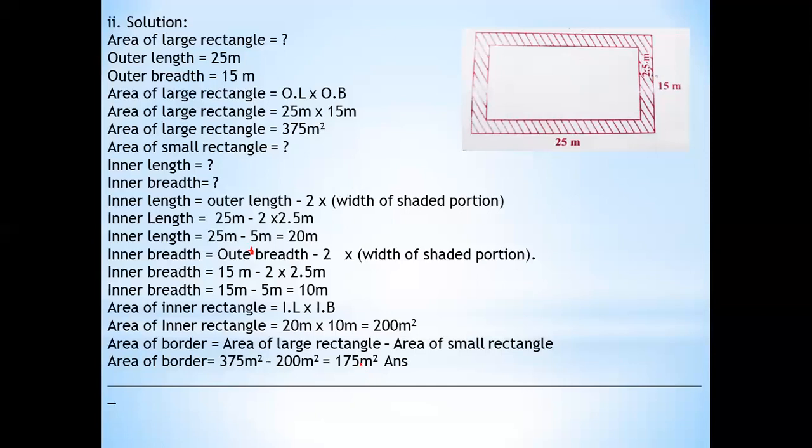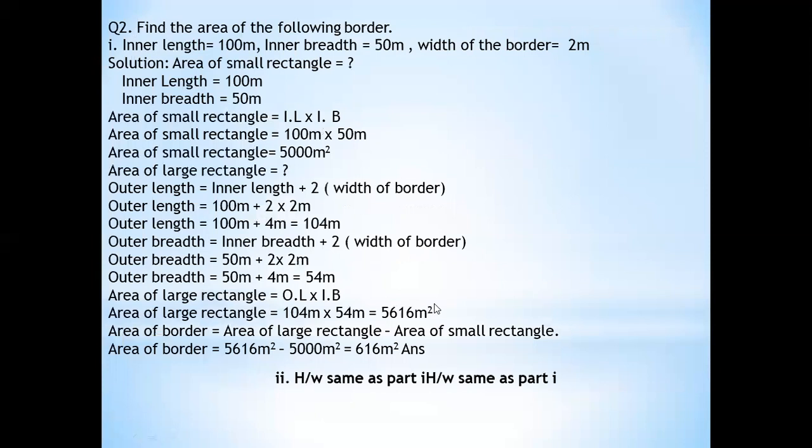In the first part, the unknown value was about the outer rectangle, meaning the large rectangle. But in this part, the inner rectangle is unknown, and we found how to find the inner length and inner breadth, and then the area of the small rectangle. We have completed both of these parts. Now we are going to start the word problems that are given here.